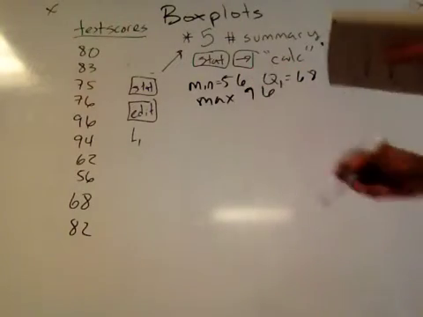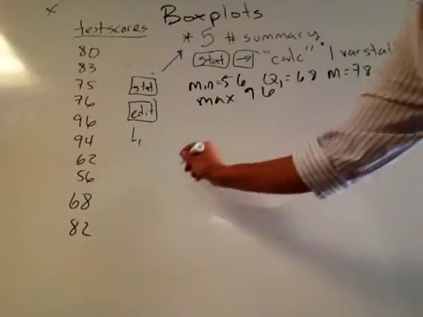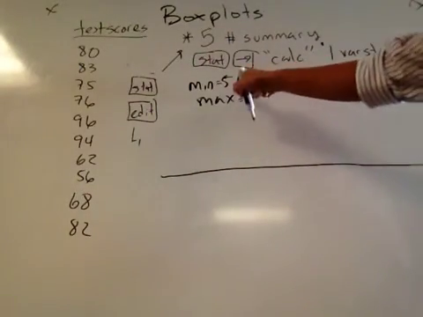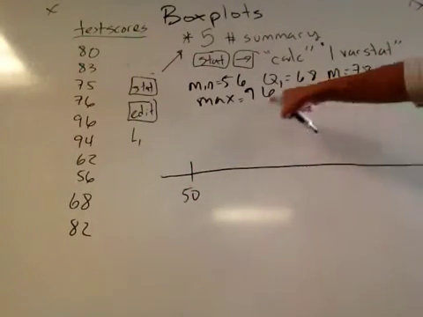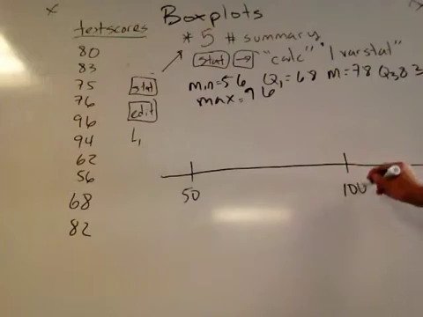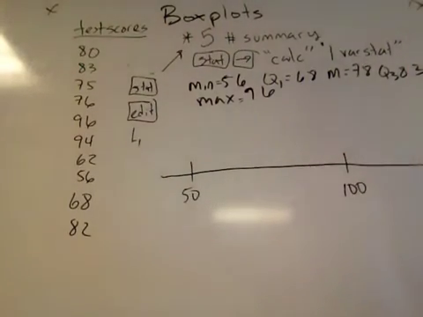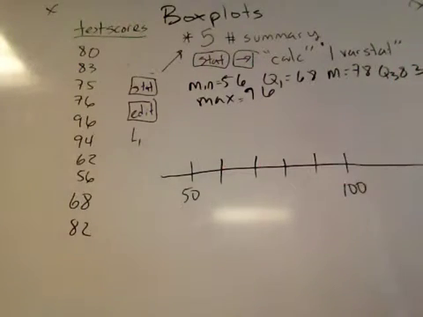All right. Now whenever you do a box plot, one of the first things that you draw is a number line. So I'm going to go ahead and draw the number line. I notice my smallest number is 56, so I'm going to start at 50. And my largest number is 96, so I'm going to end it at 100. I want to make sure these are evenly spaced, so I'm going to go by 10: 50, 60, 70, 80, 90, 100.